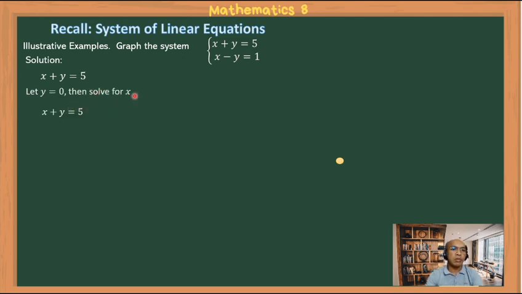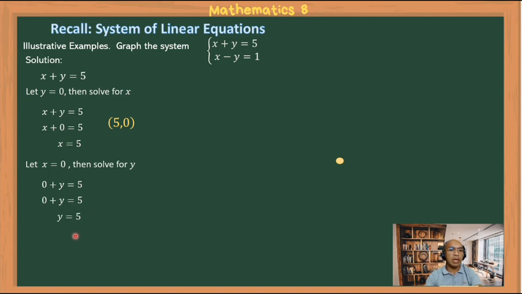Let y be equal to 0 and solve for the x-intercept. So this would be x plus 0 is equal to 5. Our x is equal to 5. Our coordinate for the x-intercept is (5, 0). Now let's solve for the y-intercept. Let x be equal to 0. So this is 0 plus y is equal to 5, and y is equal to 5. This gives us our y-intercept (0, 5).